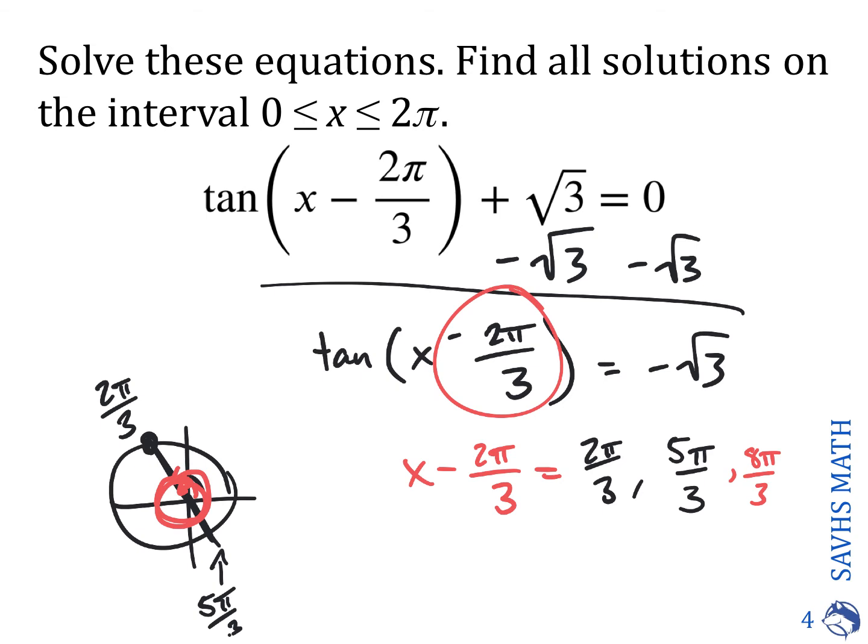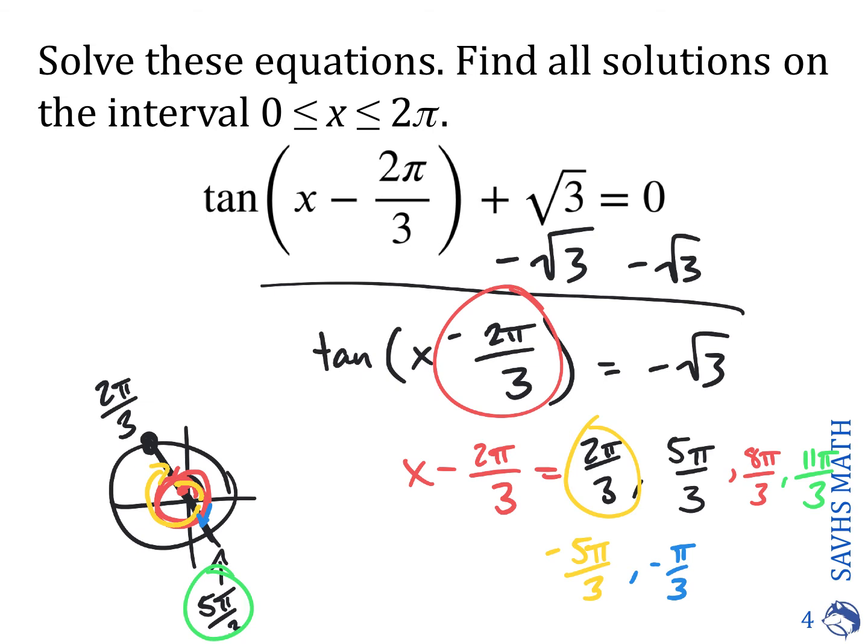If we go another rotation around from this one, we'd end up with 11 pi over 3. If we go a rotation past this one the other way, so instead of going this way, we might go this way, that would give us negative 5 pi over 3. And then this one right here would be negative pi over 3.